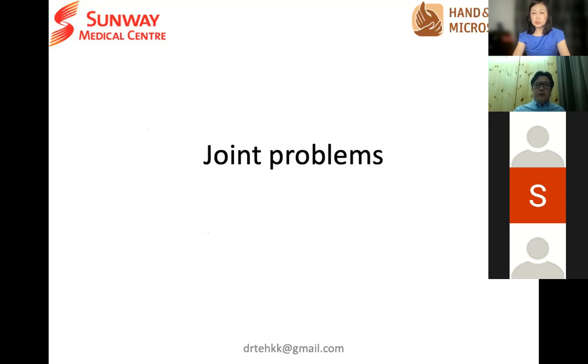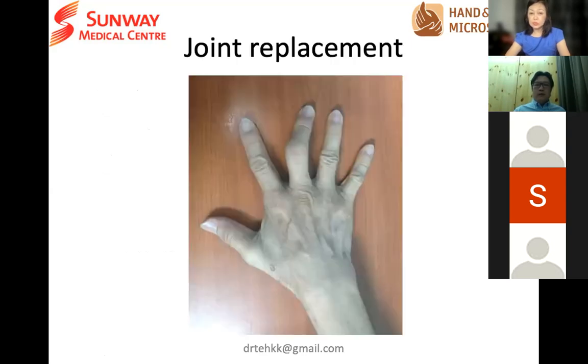So this is joint problems. We do see quite a number of arthritis. We don't see them as much as before because we have good rheumatologists to take care of all the RA and prevent them from deteriorating into severe hand deformities. But we do now and then see osteoarthritis like this patient of mine. If I don't remember wrongly, this was quite a while ago. This was when I was still practicing in UMSC.